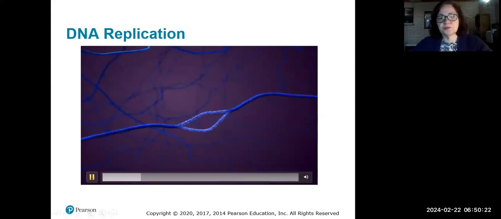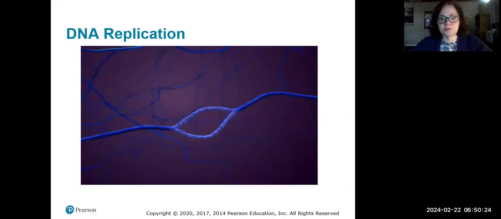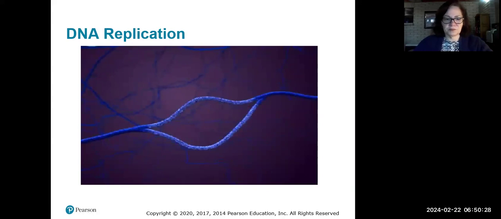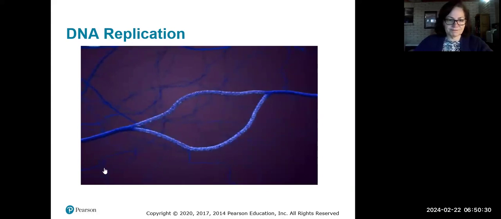The result is a replication bubble. The bubble grows in both directions, forming two replication forks. Let's zoom in on one of them.